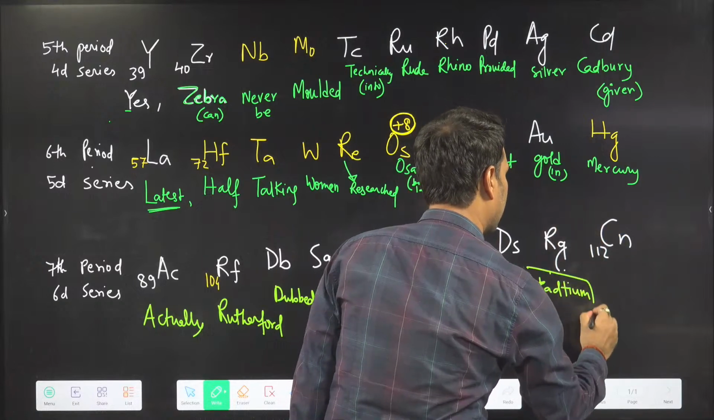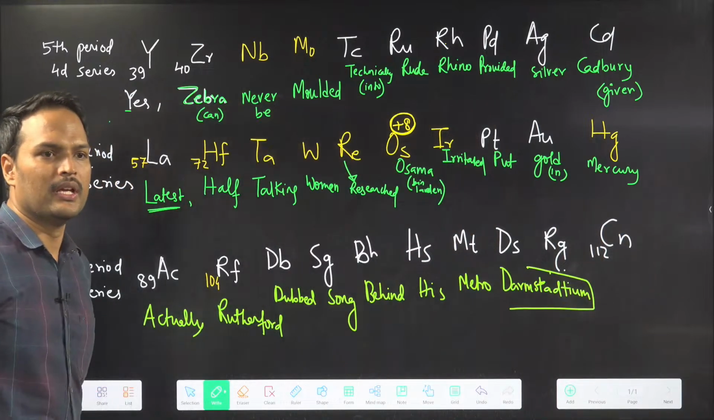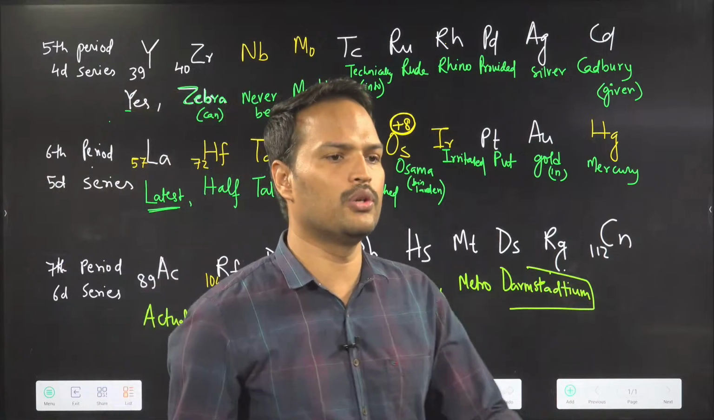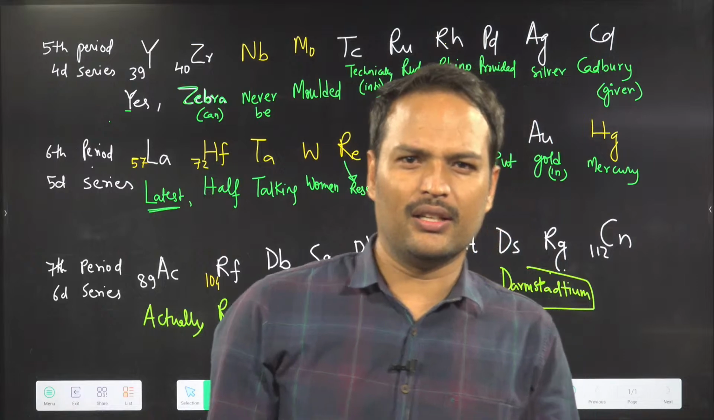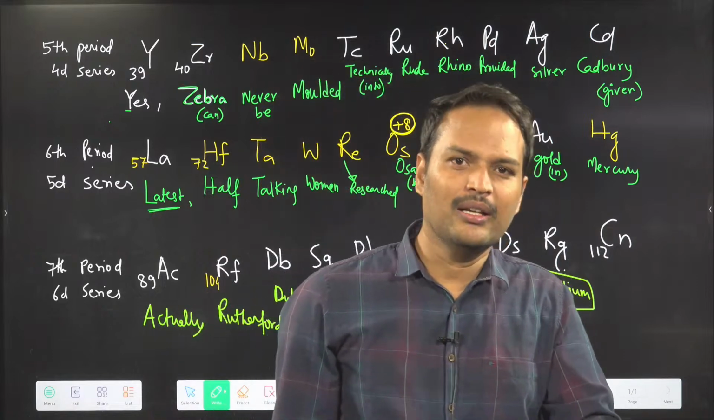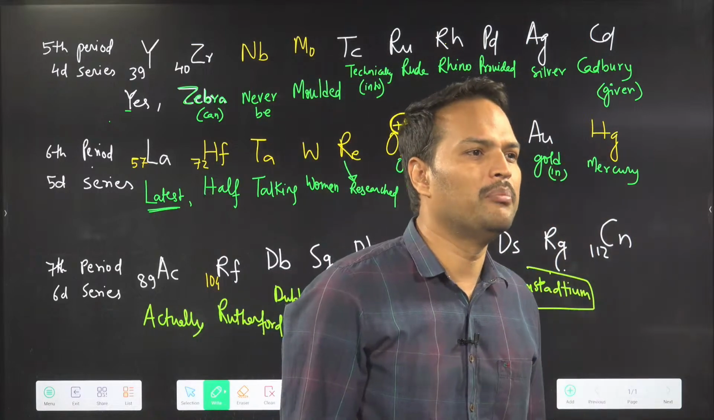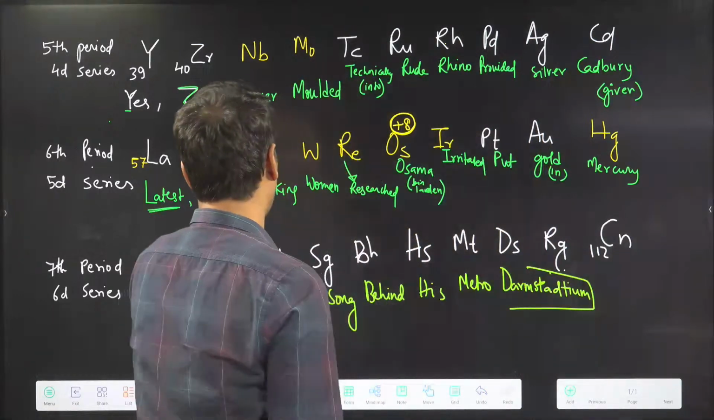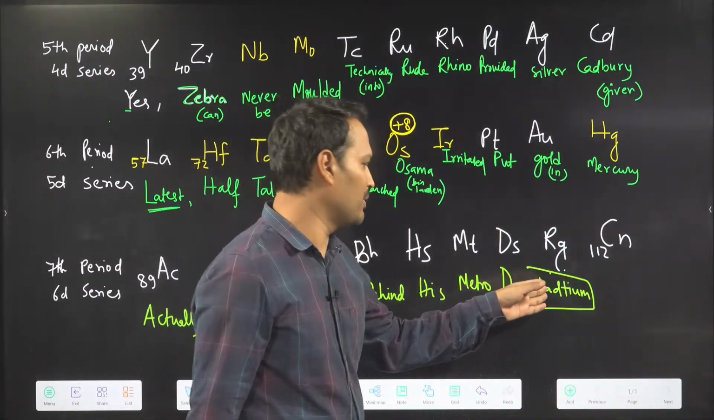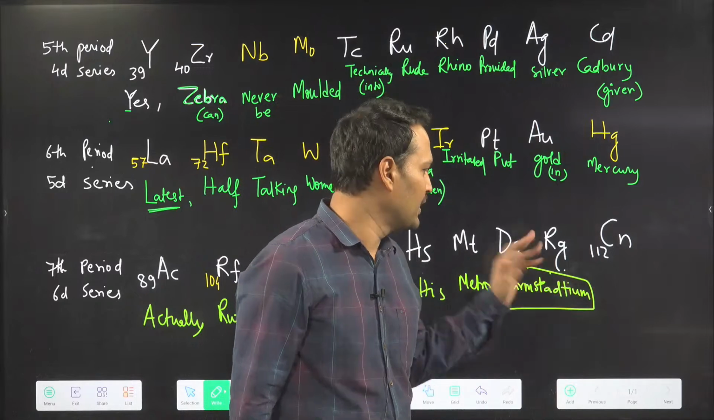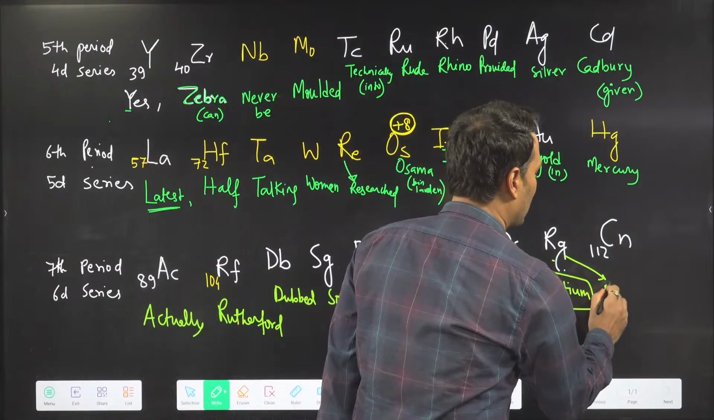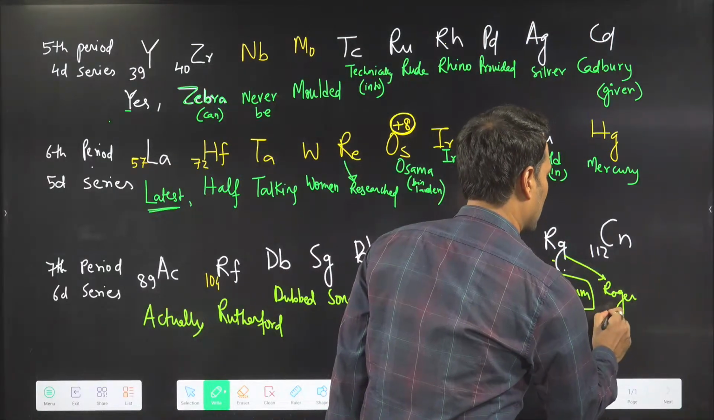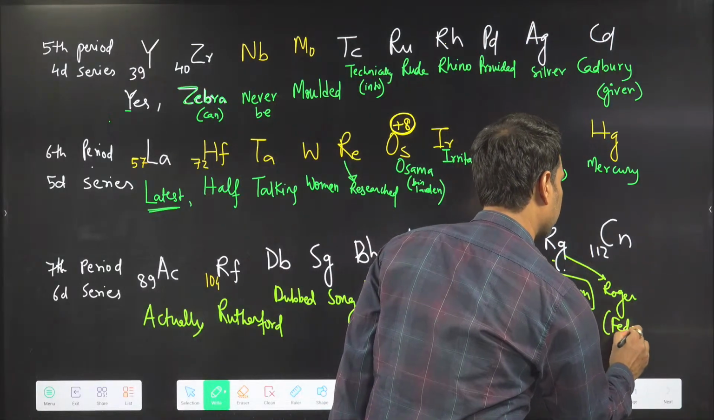So one is done till this point. Rutherford used to dub, what he used to dub, song. Rutherford dubbed song behind his metro, behind his metro. And what is the name of the metro? Darmstadtium, you can say. And then there is the second part, Rg. Rg is what? Roger Federer. Roger Federer, you know who is Roger Federer?